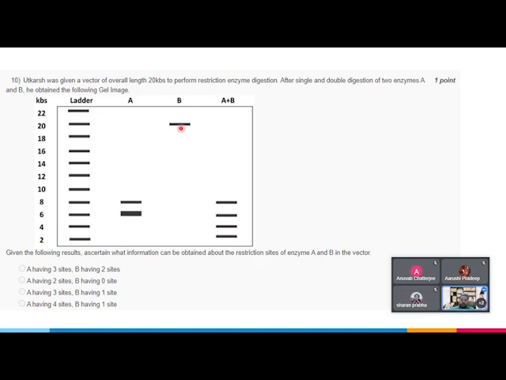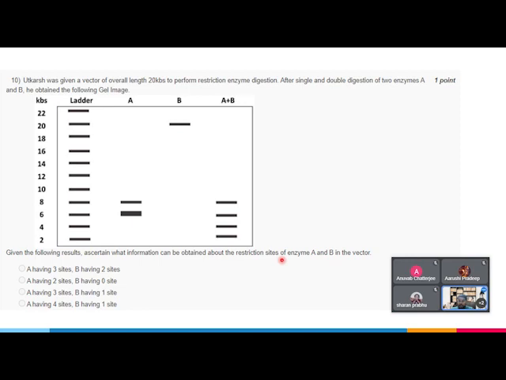The next question is: Utkarsh again was given a vector of overall 20 kb to perform a restriction enzyme digestion. After single and double digestion with two enzymes A and B, he obtained the following gel image. First he digested with restriction enzyme A and saw two bands. With restriction enzyme B he saw one band. But when he digested with A and B, he saw four bands. Given this information, ascertain what can be obtained about the restriction sites of A and B in the vector.